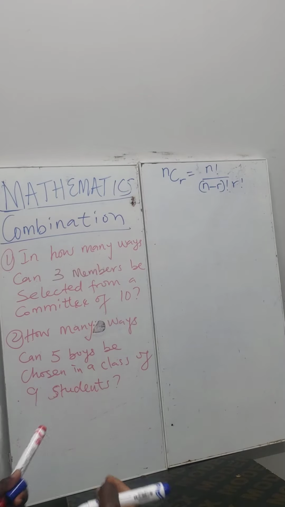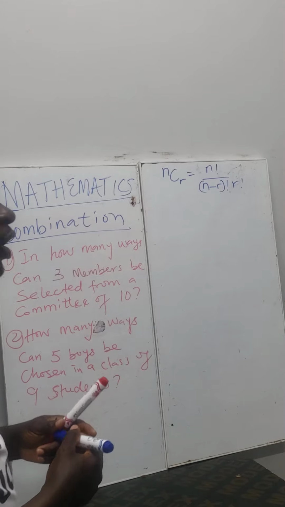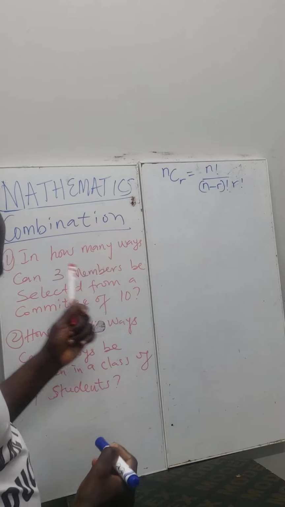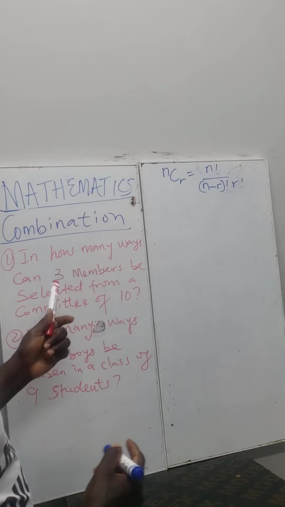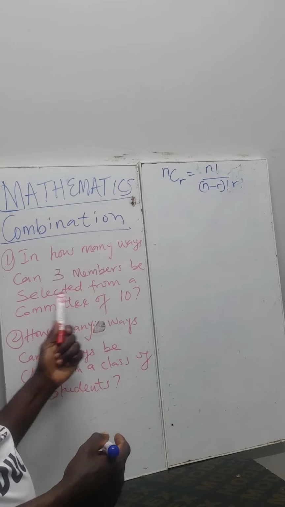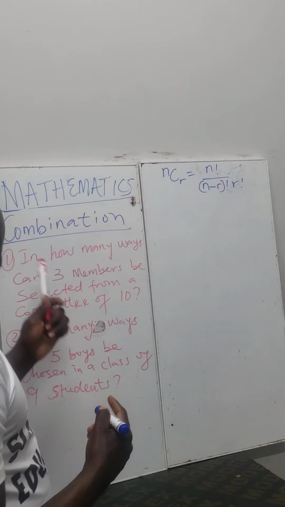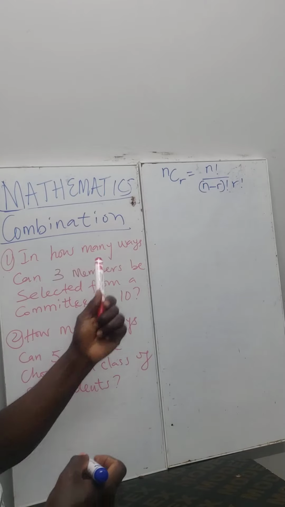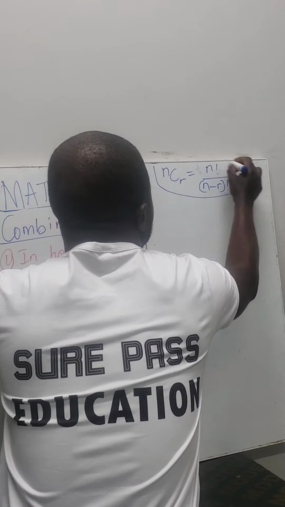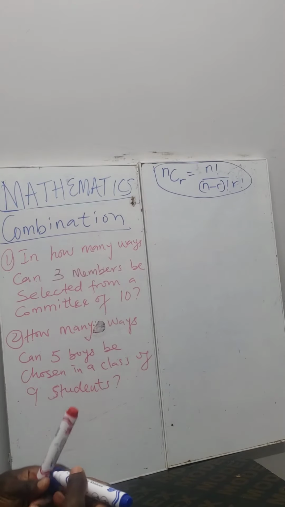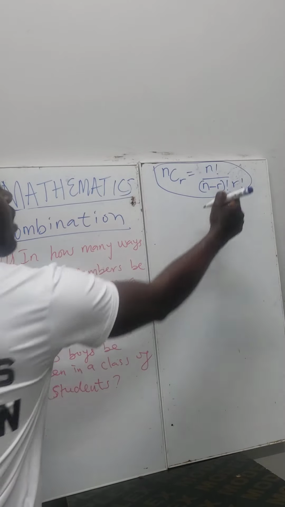Now the first question says, how many ways can 3 members be selected from a committee of 10? How many ways can 3 members be selected from a committee of what? Of 10. When you see the word selected, it gives us the insight that we are working on a combination. So no doubt, this is the formula we are going to apply. n combination r is equal to n factorial divided by n minus r factorial multiplied by r factorial.